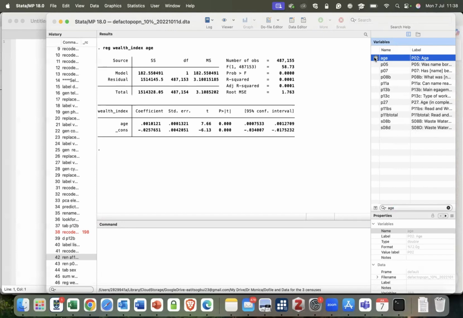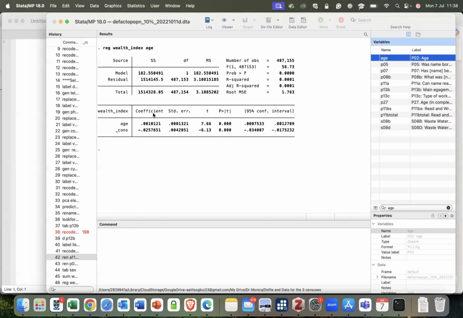the independent variable. Here you realize that age is positive and the coefficient is 0.0010, and it's highly significant. The p-value here is 0.00, meaning that it's highly significant, or it's below the 5% or 1% level of significance when compared. The t is also high, so it means that our model here is significant. The coefficient of age is significant.